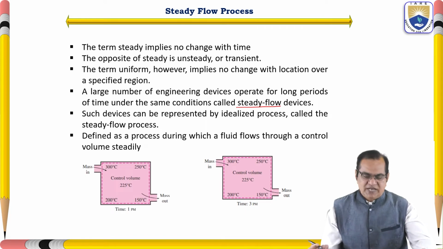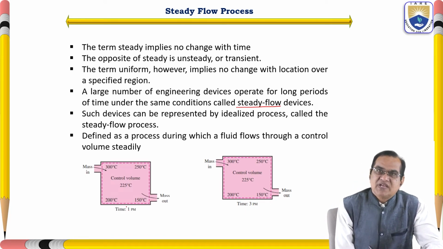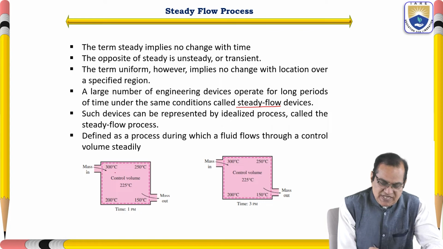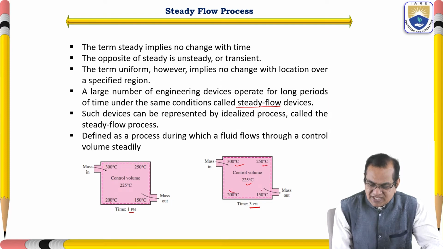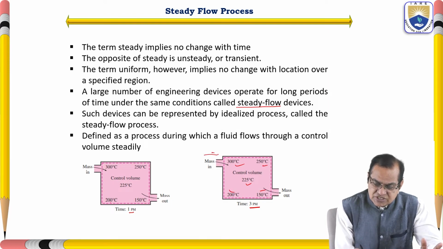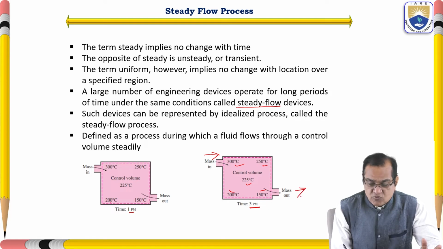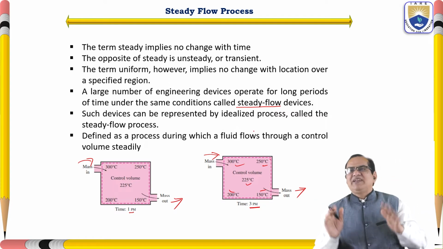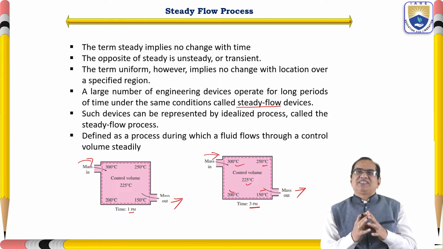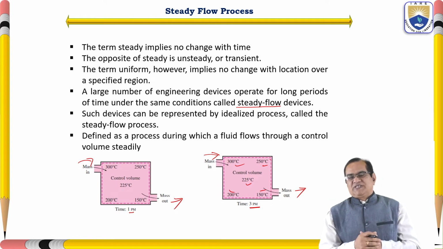Just you can see here at time 1, mass is going in: 300, 255, 200 and 150 at 1 p.m. After 2 hours you also see the same thing is maintained. Flow is going in and it is going out. Here also it is going in and going out, but inside this control volume, the red line, all the parameters remain constant. That type of condition is called the steady flow process.